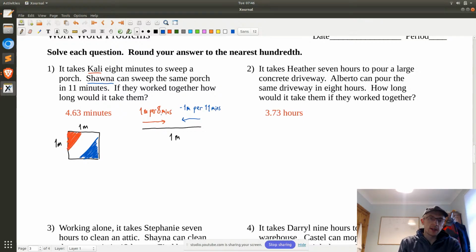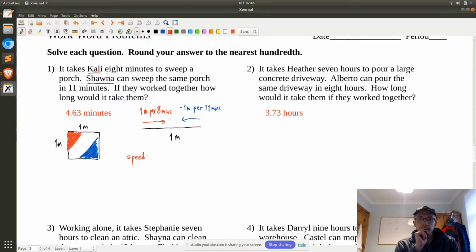And then the question is, when do they crash? Because that's when the whole thing will be covered. And the final answer is 4.63 minutes. So if you're going at 1 meter every 8 minutes, what's your speed? What's the speed of Kali? 1 meter every 8 minutes. Well, how many 8 minutes are there in 1 hour?